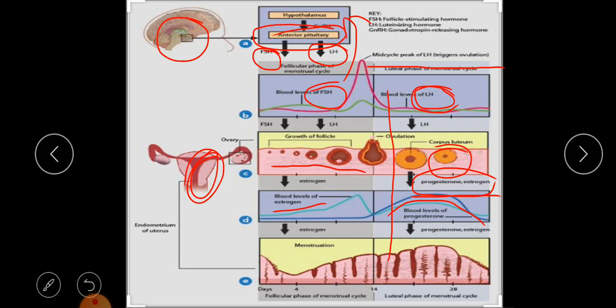So at that time this endometrium wall gives support for the development of the embryo, because of the secretion of these estrogen and progesterone hormones.